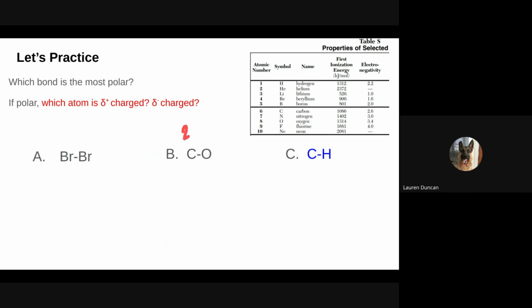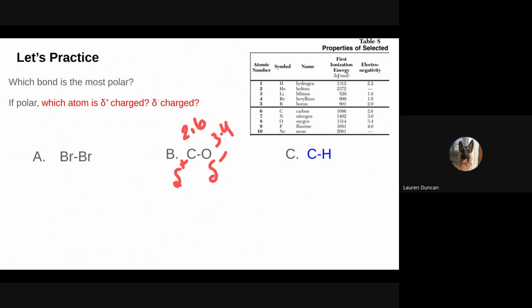Carbon's electronegativity in B is 2.6. Oxygen is 3.4. Oxygen's the better electron attractor. It has the higher value for electronegativity. It's going to be the atom that kind of gains the electrons. Or in other words, the oxygen is the partial negative end of that polar bond. The carbon with 2.6 is kind of going to lose that bonding pair of electrons to oxygen. Since it's going to kind of lose them, and it has the lower electronegativity value, it gets the plus, or the partial positive end of that polar bond.